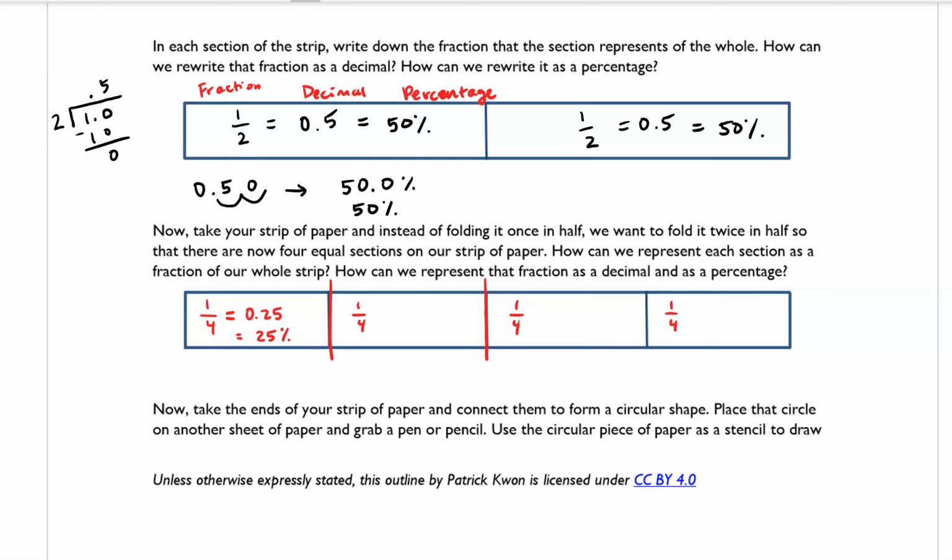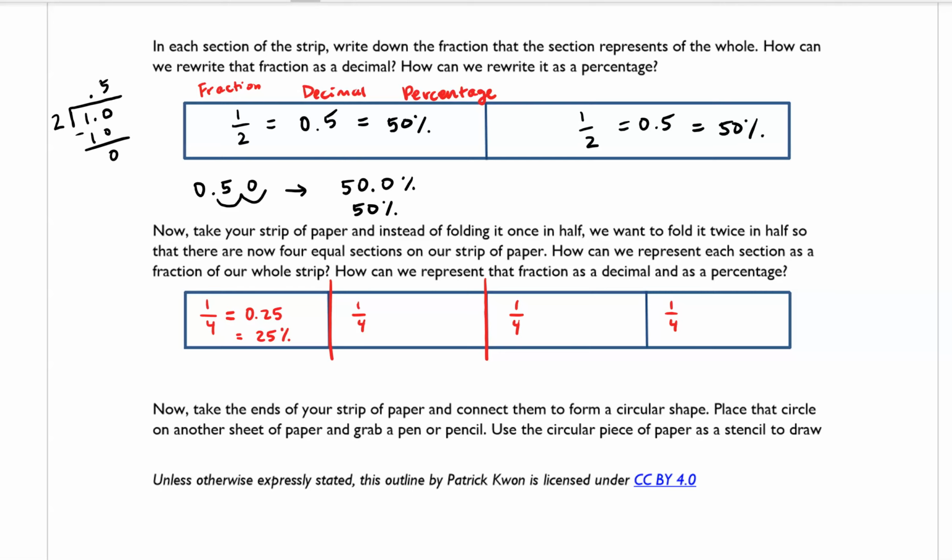And I'll just write it in that first box. You can write it in all of them if you'd like. So we are done with that portion. The next part says, now take the ends of your strip of paper and connect them to form a circular shape. Place that circle on another sheet of paper and grab a pen or pencil.